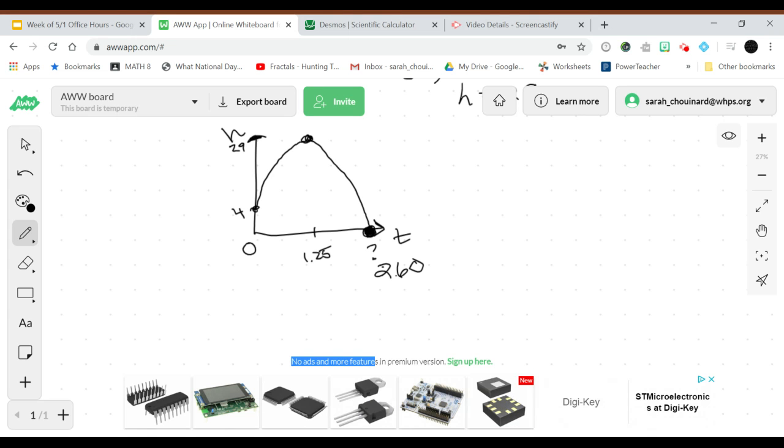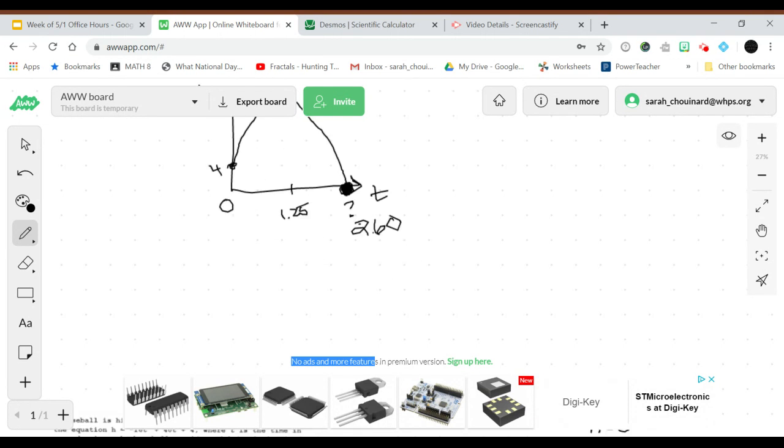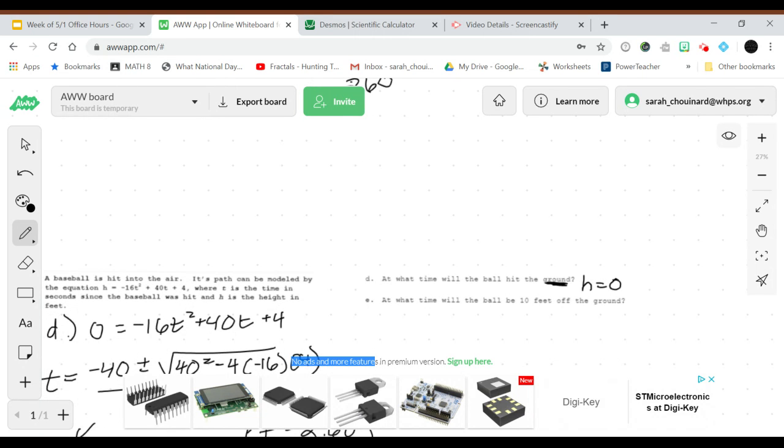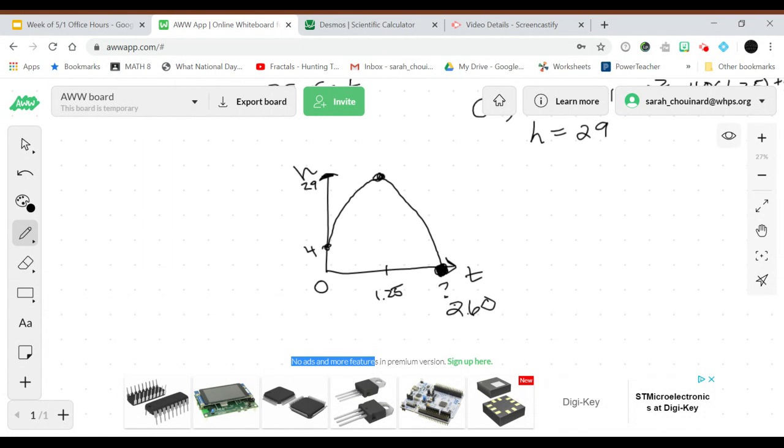All right, so I'm going to wrap up this problem. In the last problem, we found that it's going to hit the ground after 2.6 seconds. So the next question, the last question, wants me to know at what time will the ball be 10 feet off of the ground? If I look at my graph, I know that it's starting at 4 feet. It's going to go up to a highest point of 29 feet. The question wants me to find out, when is it at 10 feet?